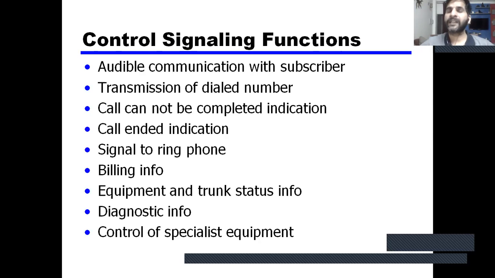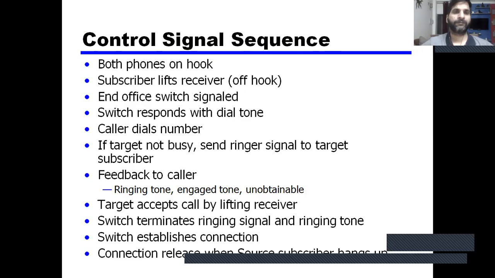And control signaling functions are like: audible communication with the subscriber, transmission of the dialed number, call cannot be completed indication, call ended indication, signal to ring the phone, billing information, equipment and trunk status information, diagnostic information, and control of specialist equipment. These are the key points of the control signaling functions.